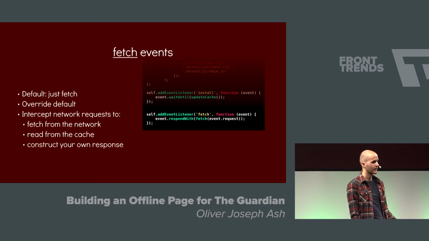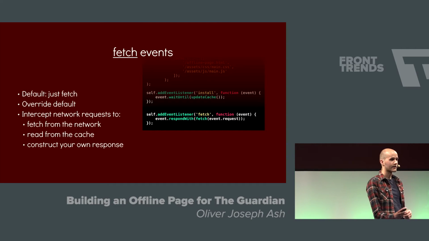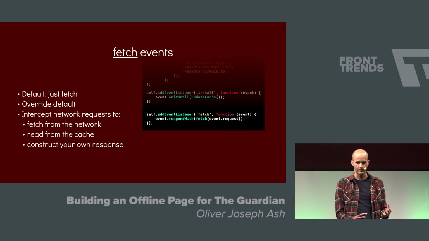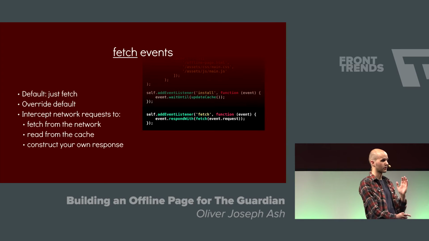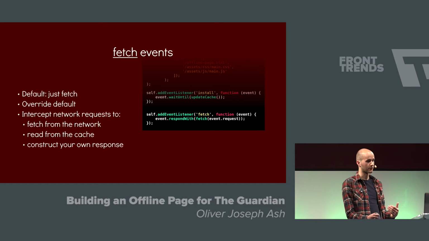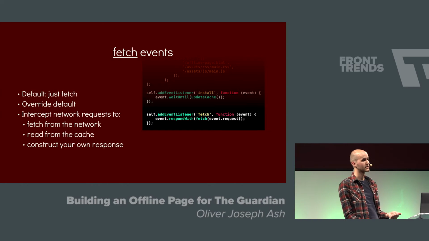So here, this is just the code you saw earlier. I've added a little bit on the end for the fetch event. And here I'm just overriding what the browser would do whenever a request comes through. But I'm actually just doing the default, which is to use the fetch function to go to the network and get the data.